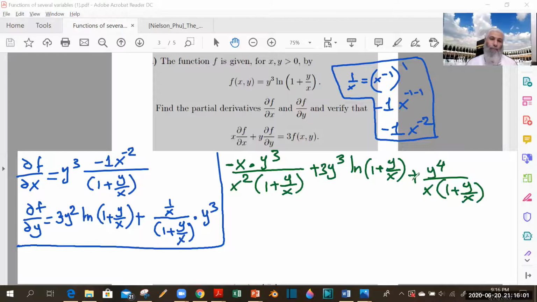Can you tell me how did you get y to the power 4? I multiplied this. We have here y multiplied by this, right? We multiply this by y, so this y is multiplied here and here. y times 3y squared is 3y cubed, right? And y times y cubed is y to the power 4. Right or not? Right, yeah.